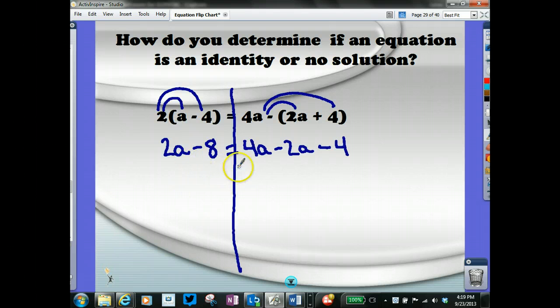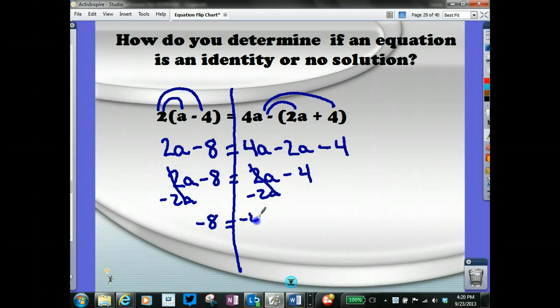So in this case, as I look over here, there's nothing to combine on this side. I'm going to go ahead and bring it down. 2a minus 8 equals 4a minus 2a. Well, that's 2a minus 4. Then I subtract my 2a from both sides. That's the inverse. Leaves me negative 8 equals negative 4. In this case, there's no solution.